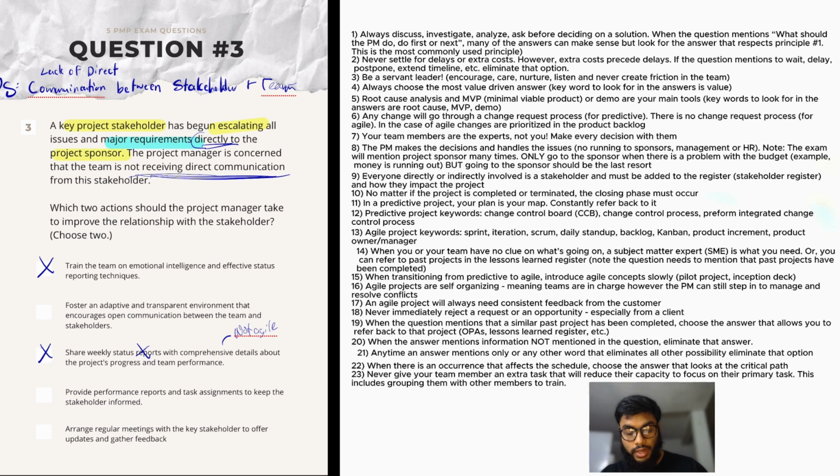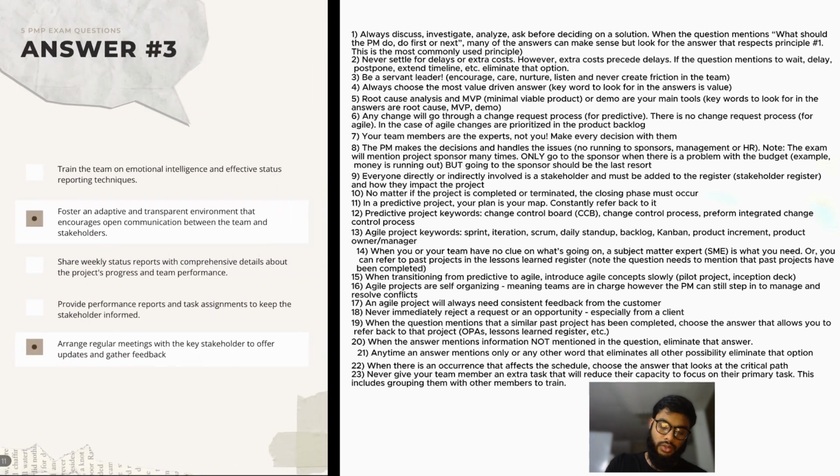Provide performance reports and task assignments to keep the stakeholder informed. Now, again, we want direct communication. That's not going to be the answer. Arrange regular meetings with the key stakeholder to offer updates and gather feedback. Okay, I like this. Regular meetings and an environment of communication, fostering this environment. Okay, those are going to be my two answers. The other ones simply don't address the root problem. And yep, these are our answers.